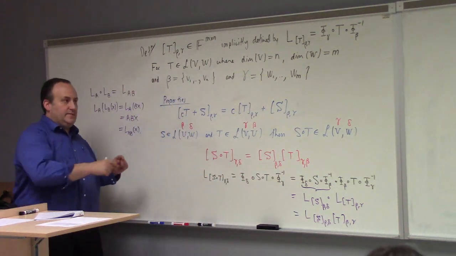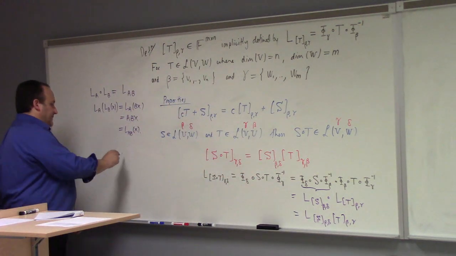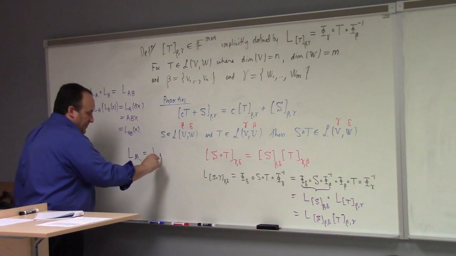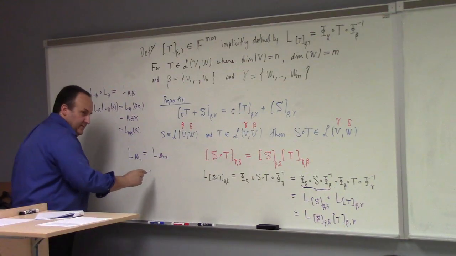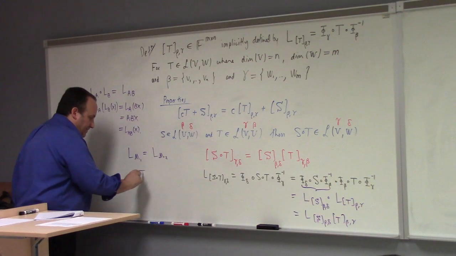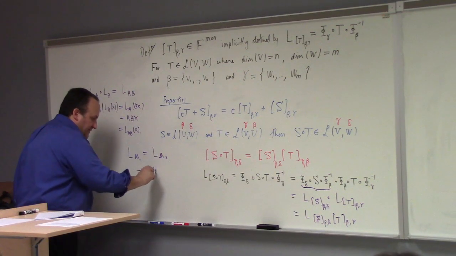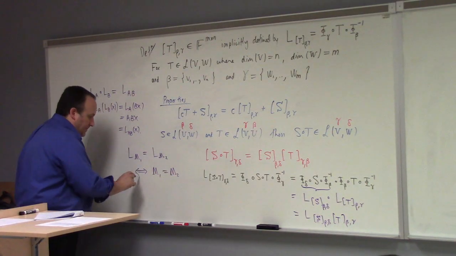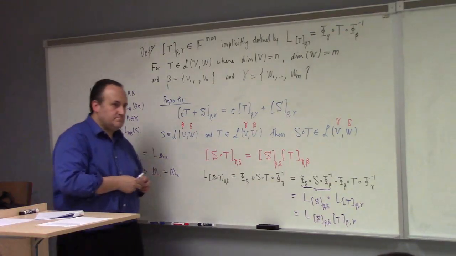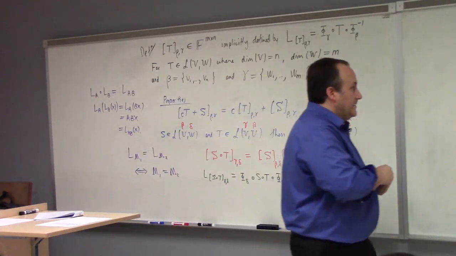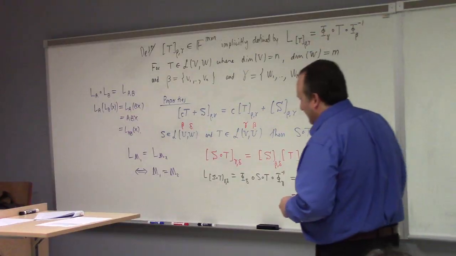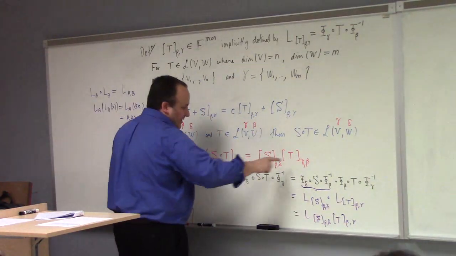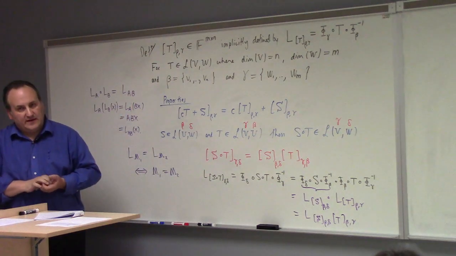But you notice that if I have left multiplication by matrix 1 equal to left multiplication by matrix 2, this implies what? This implies that matrix 1 is equal to matrix 2. In fact, that's an if and only if thing. So the fact that these left multiplications are equal gives me the alleged equality of the matrices that I claimed. Yeah?